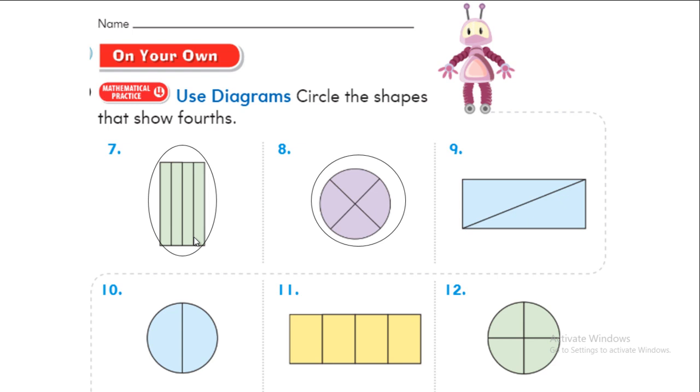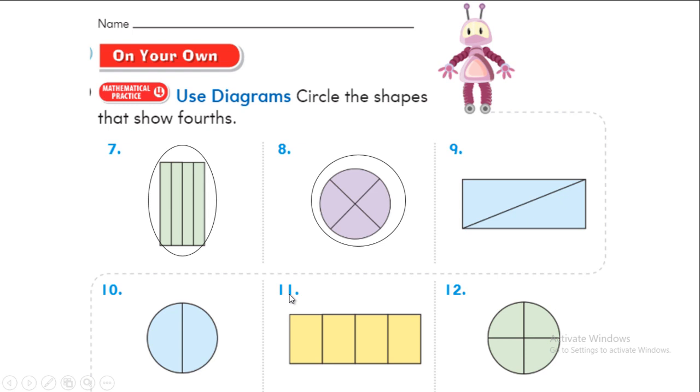In question number 9, this shape is showing what? 2 parts only, 2 equal shares. We call it halves. Wonderful. So I'm not gonna circle this shape, although it's equal, because they didn't tell me to circle the shapes that show halves. They said the shapes that show fourths only. So in number 10, also halves, not gonna circle it.